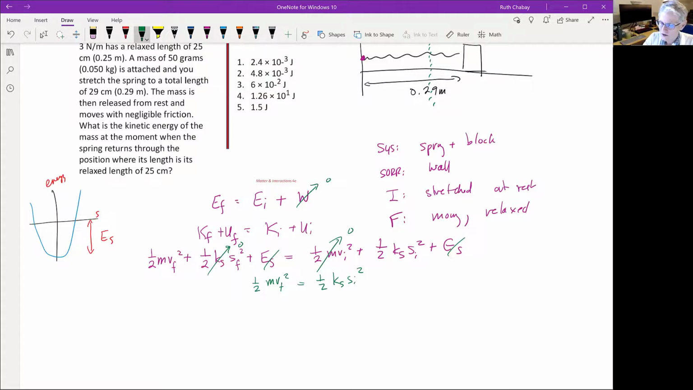And actually, we're only asked for the kinetic energy, so we don't even really need to resolve that. So K final is equal to a half times the spring stiffness, which was 3 newtons per meter, times the initial stretch, which was 0.29 minus 0.25 meters squared, which gives us 2.4 times 10 to the negative 3 joules.